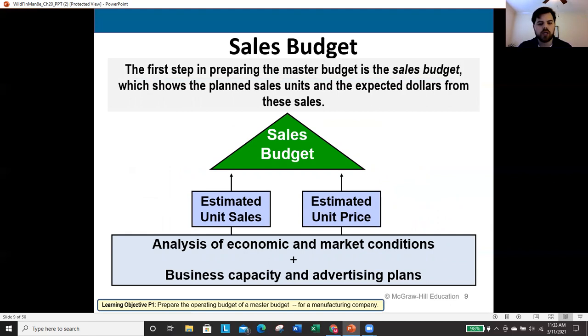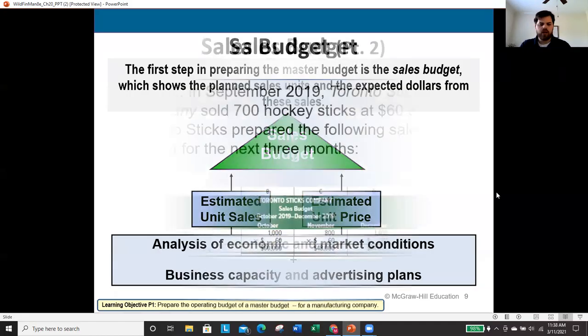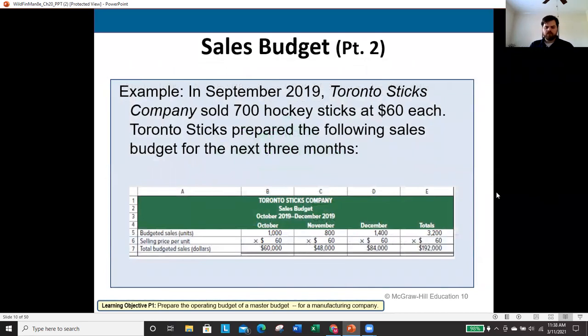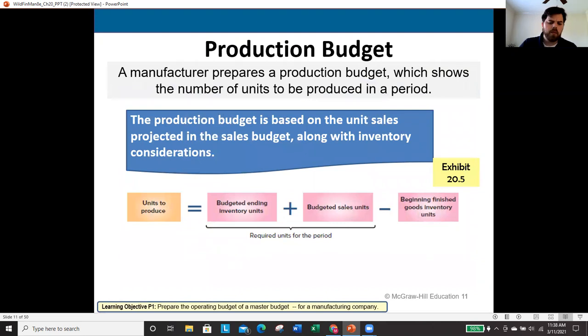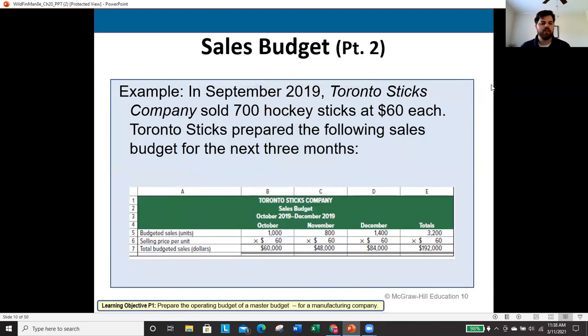Now, this will start to get a little bit more involved in real life, because we'll have to actually look at the current market. We'll look at economic conditions. We'll look at if we are planning on increasing or decreasing advertising, if I have more capacity or less capacity, all of these things. Okay, so the next budget that we're going to look at is eventually that production budget. But before we get there, let's go ahead and look at an example of my sales budget.